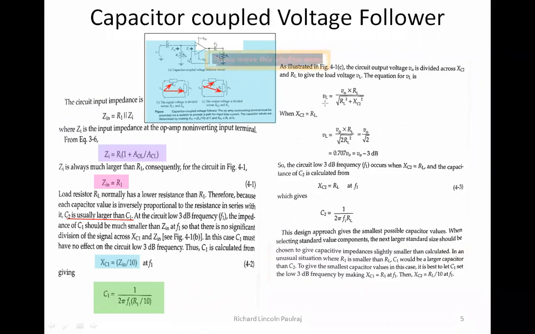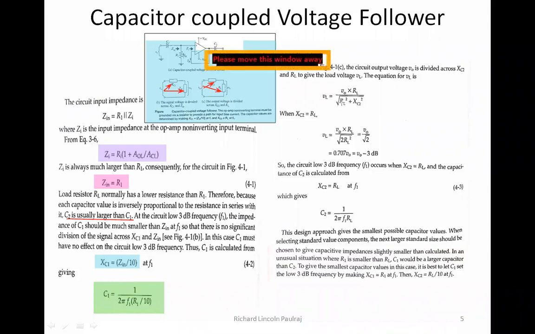Now we have the equation between XC2 and RL to give load voltage VL. What is the value of resistor RL? Is it low or is it high? What have we considered for RL, the resistance at load? Yes, it is low. Good. So which means my XC2 is larger, or the coupling capacitor C2 is larger.